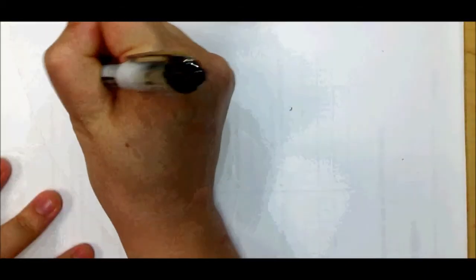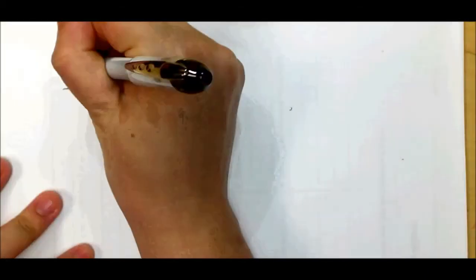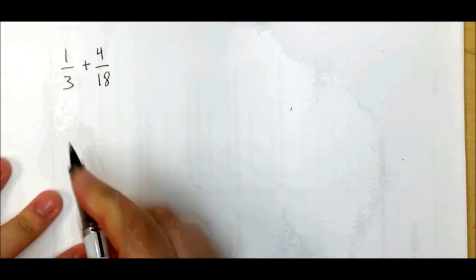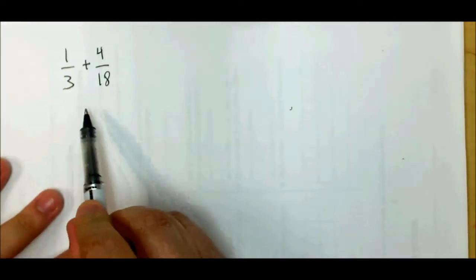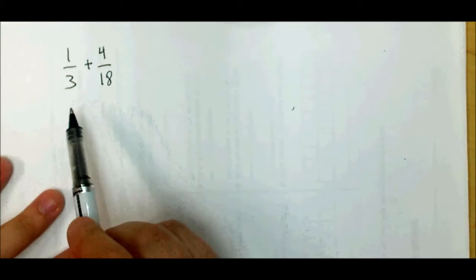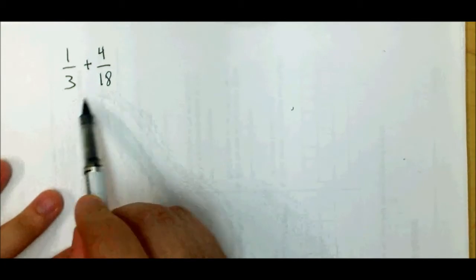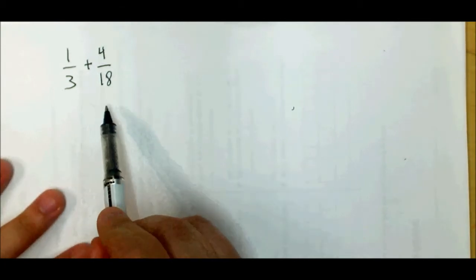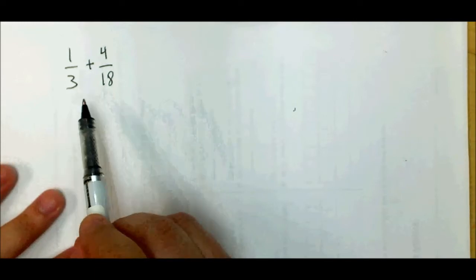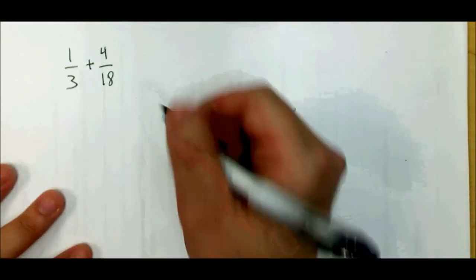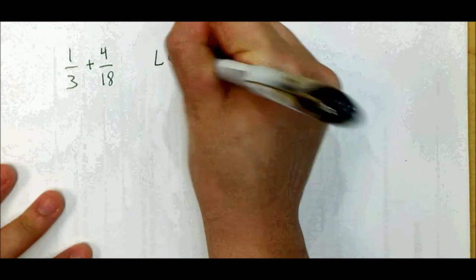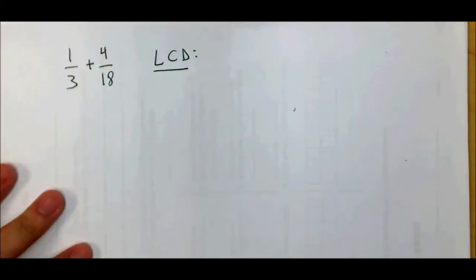I'm going to talk about how to add and subtract fractions that have different denominators. We're going to start out with 1/3 plus 4/18. I cannot add these the way that they are. You can only add or subtract fractions if they have the same denominators. So, I'm going to add these two different ways. The first way is using the least common denominator, okay?